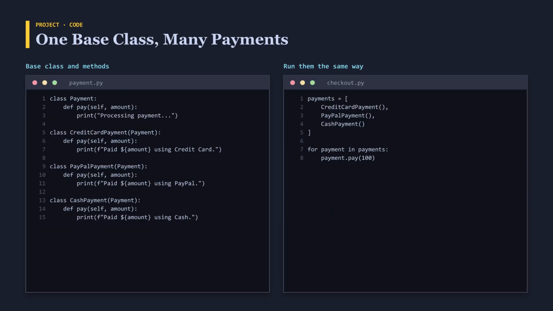The code makes it concrete. Payment defines pay as a common interface, and each child overrides it with its own message and logic. On the right, we drop different payment objects into one list and loop over them, calling pay on each. The loop is completely blind to the specific types. It just trusts that every payment can pay. That is polymorphism giving you clean, uniform processing across diverse objects.